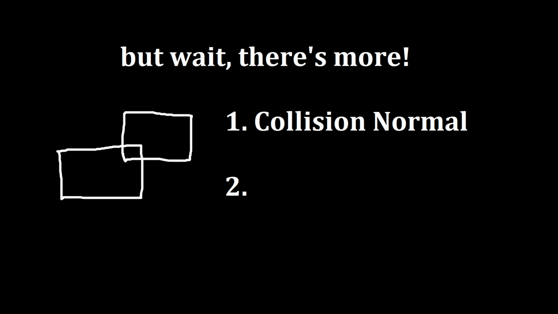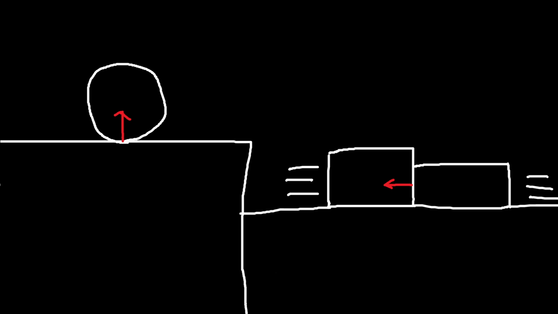This is the vector which contains the direction in which the force, or in our case impulse, will be applied in. For example, a ball sitting on the ground has a vertical collision normal, and two boxes sliding into each other have a horizontal collision normal. Note that this vector always has a length of 1, as we only need it for its direction.